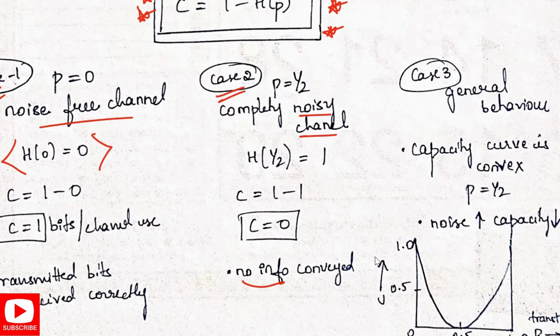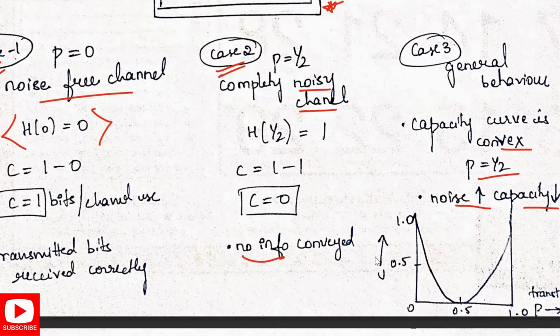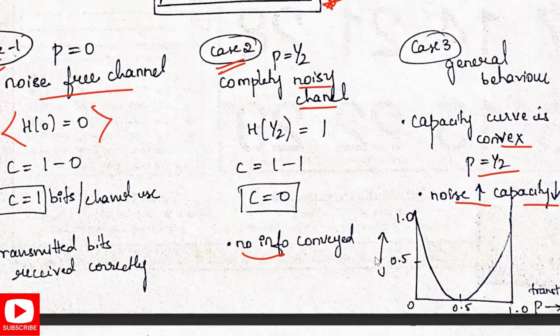Next, the general behavior. Usually the capacity curve is convex. Consider P is equal to 1 by 2. As the noise increases, the capacity goes on decreasing. If the noise decreases, then the capacity increases. You can observe here, if this is the transition probability and this is the capacity, it is maximum when P is 0, and it is minimum when P is 0.5.